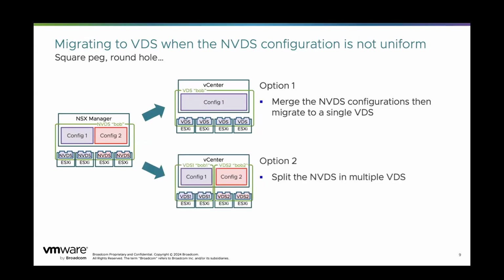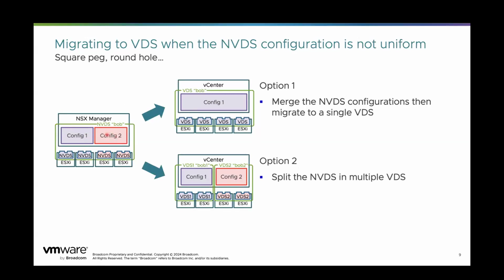The other option is that, well, you had two different configurations. It was supposedly one NVDS. You're going to create two VDS because you have two configurations and each VDS can only have one configuration. So that's the other option. And I would say you're going to pick one or the other depending on how important this difference is.